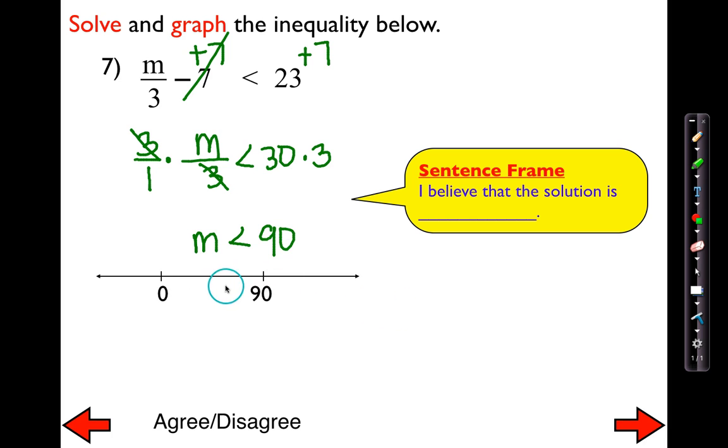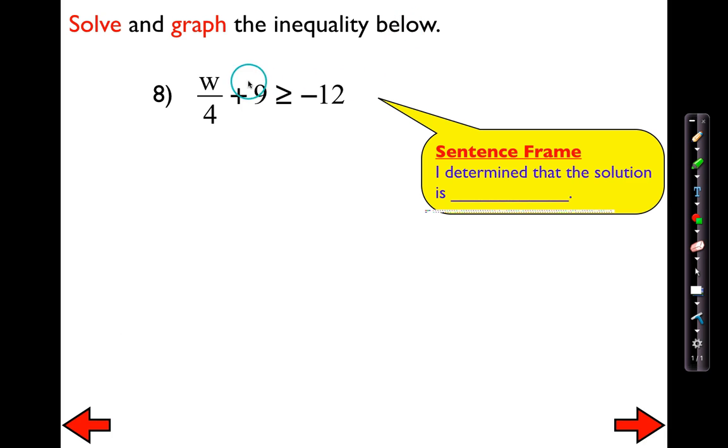So starting with a number line, I'm going to first just start with an open dot. Since it's less than 90, I'm going to just draw my line with an arrow to the left. And it's important that you actually put an arrow. You don't want to just put a circle and draw a line. That is incorrect. You need to show that it's continuing on until infinity towards the negative.